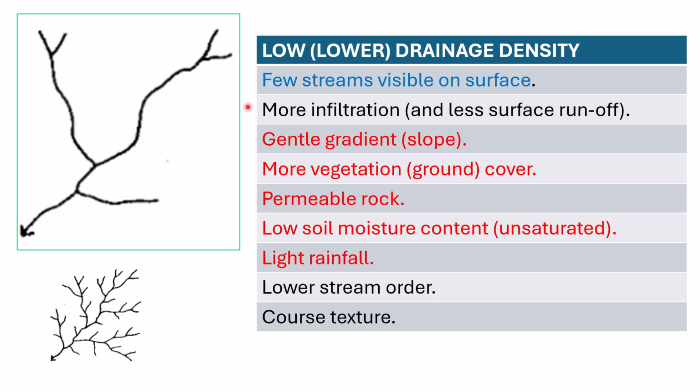So you're going to have a low drainage density, meaning that there are few streams at the Earth's surface as a result of more infiltration. This infiltration is caused by a gentle slope, more vegetation or ground cover, permeable rock, low soil moisture content, and light rainfall. Rivers with a low drainage density have a lower stream order, and in this case, a river with a low drainage density is said to have a coarse texture.